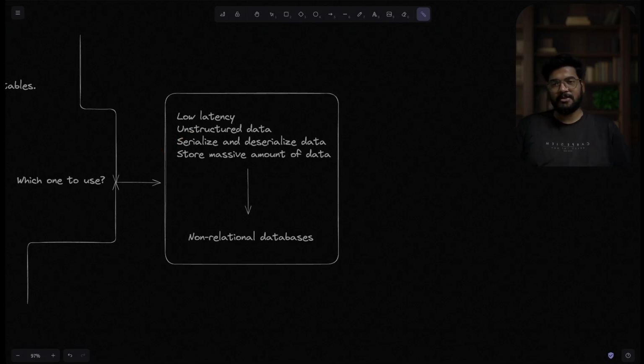For example, JSON format is a very common example for that. If you're using that, non-relational databases would be a pretty good use case for you. And last is if you need to store a massive amount of data. If your application requires any or most of these, you can go ahead with non-relational databases.